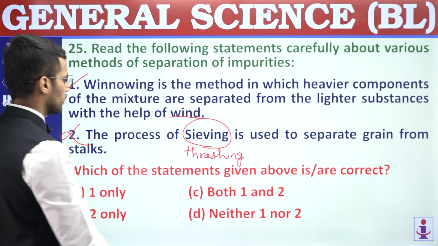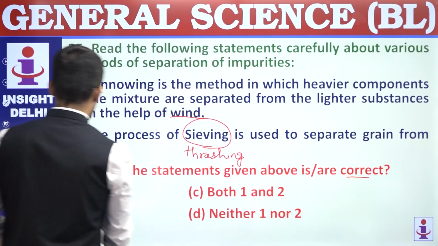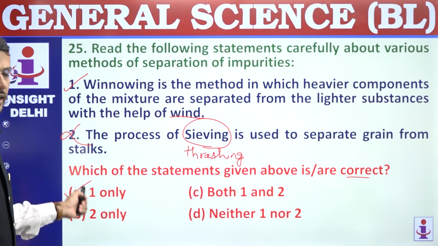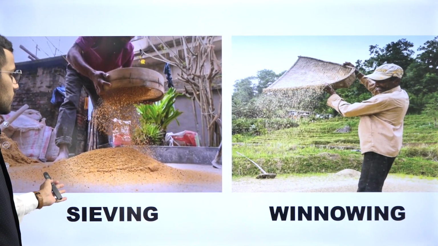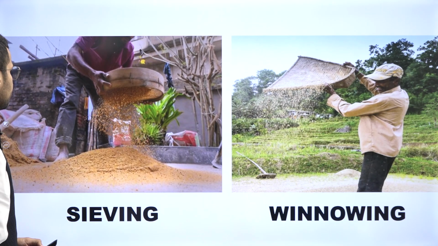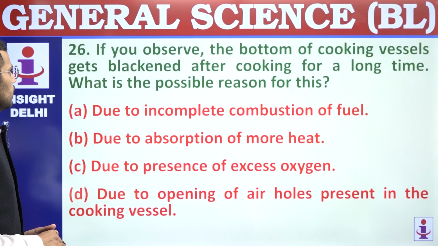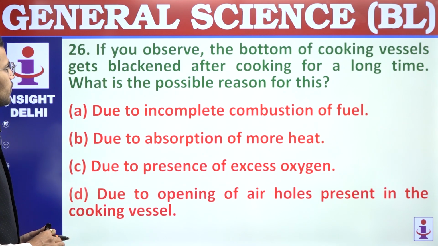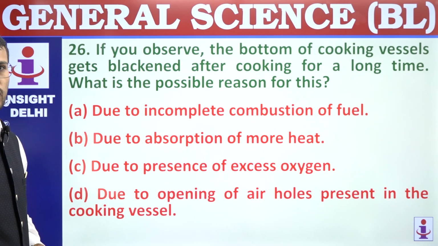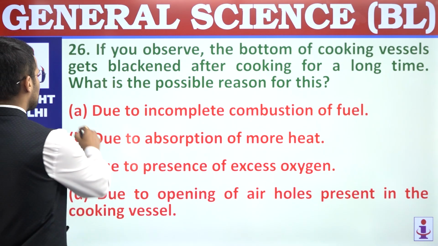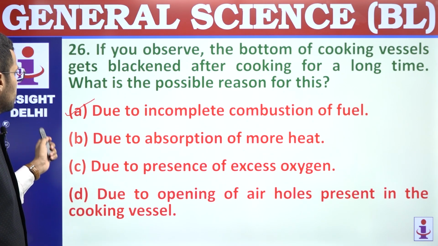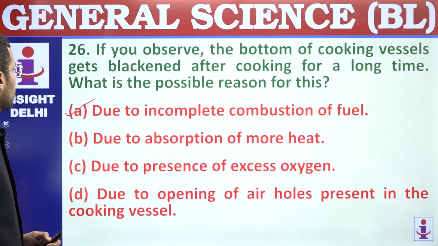We are supposed to find out correct statements only. So answer is A, 1 only. Question number 25, answer is A. And these are the process of sieving and winnowing. Next, 26. If you observe the bottom of cooking vessels get blackened after cooking for a long time, what is the possible reason for this? This is because of incomplete combustion of the fuel. Right? So question number 26, answer is A.